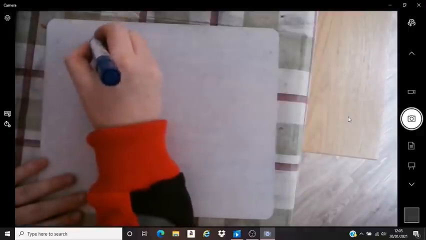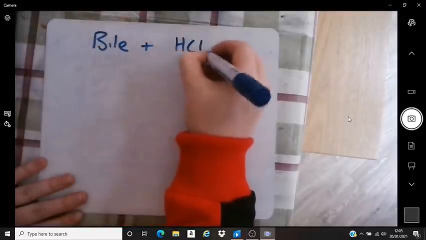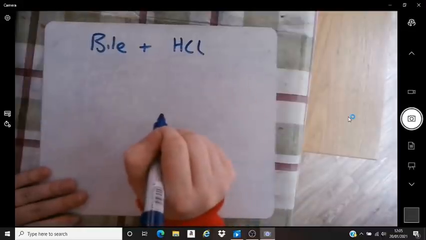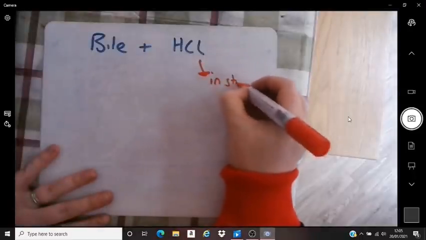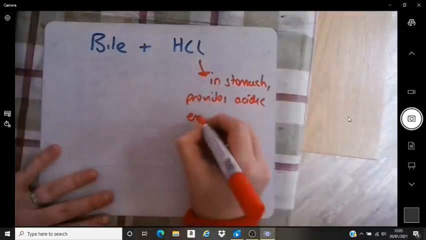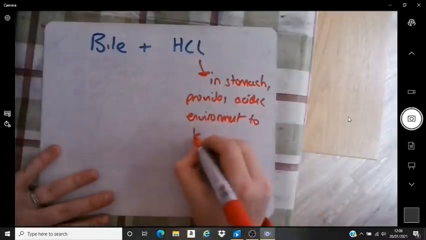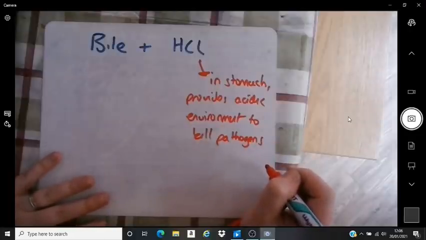So, I think I'll do one more thing, because it comes up fairly often and people don't like it. In digestion, there are a couple of molecules that help but aren't actually enzymes. Bile and hydrochloric acid, neither of which are enzymes. But both of them are essential for enzymes to work. So hydrochloric acid in the stomach, obviously it provides an acidic environment to kill pathogens. Its main role is to stop communicable disease from getting into your body.